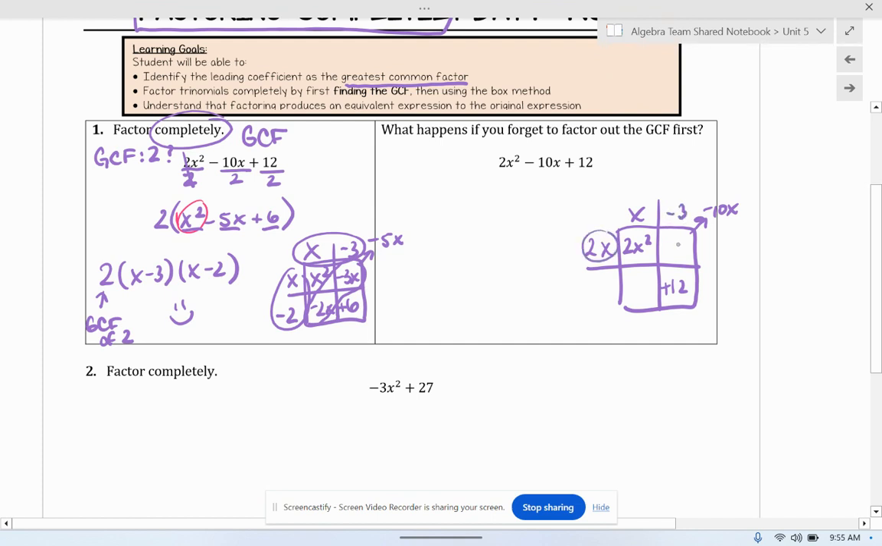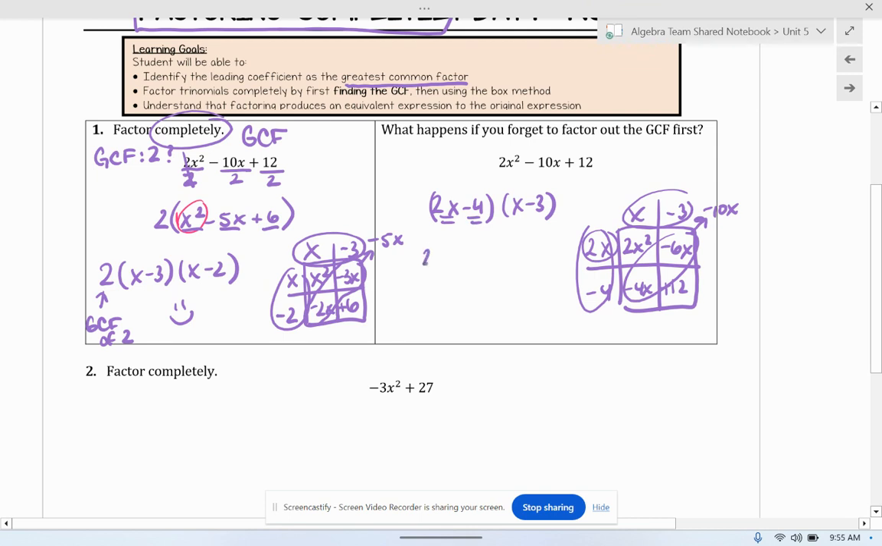It would be negative 3. You would get a negative 6x here. You get a negative 4 here, negative 4x. Do these add up to negative 10x? They do. So you would get 2x minus 4 as your first factor, and then you would get x minus 3 as your second factor.